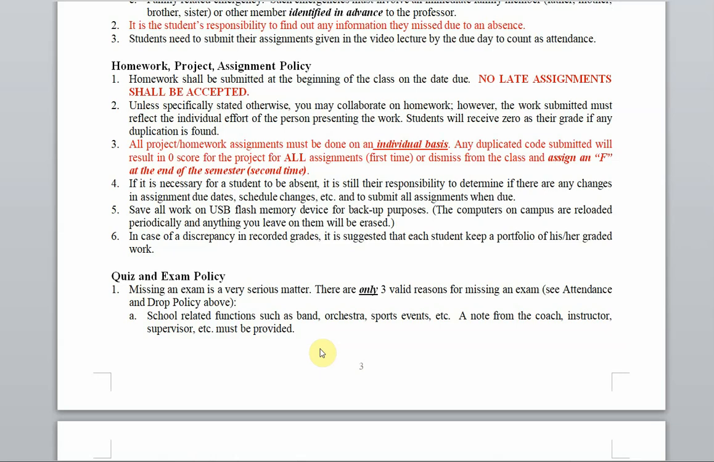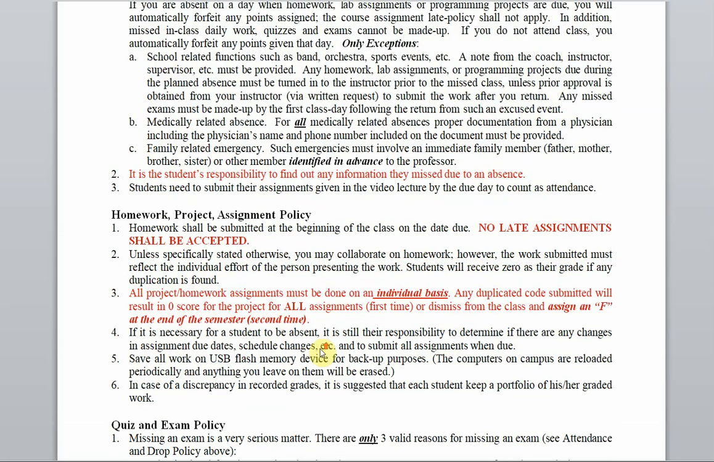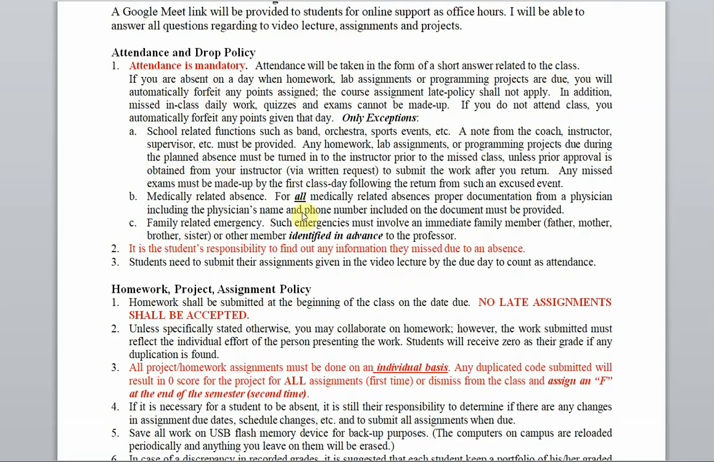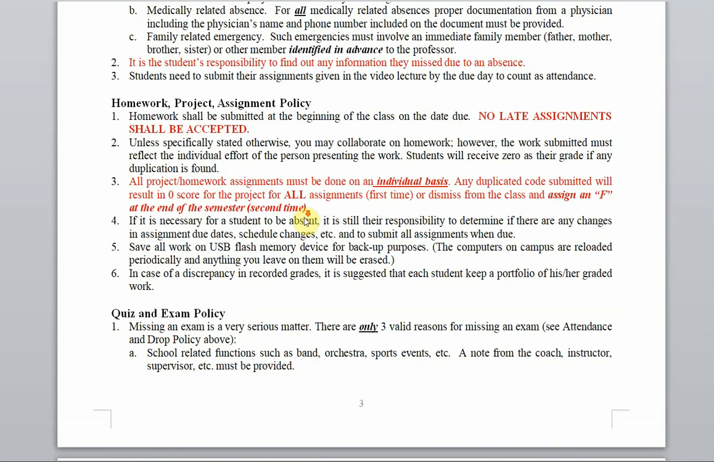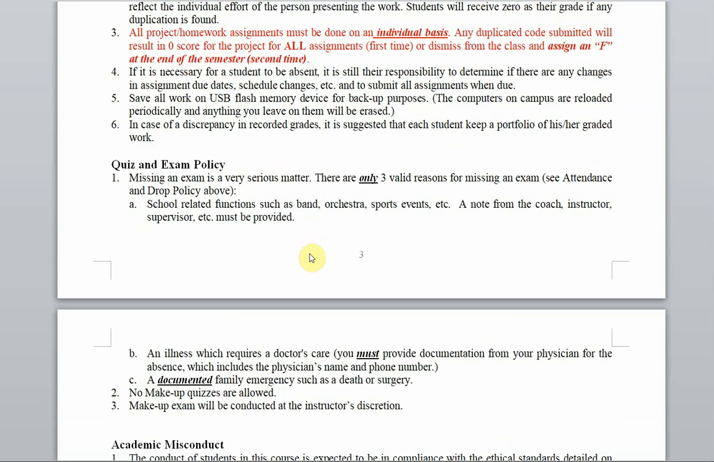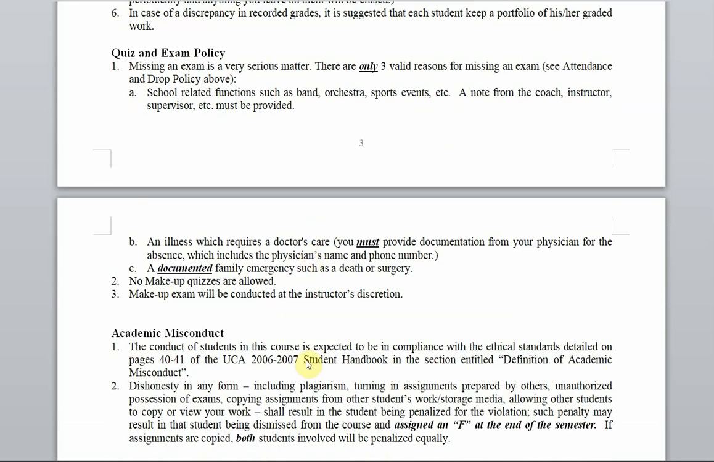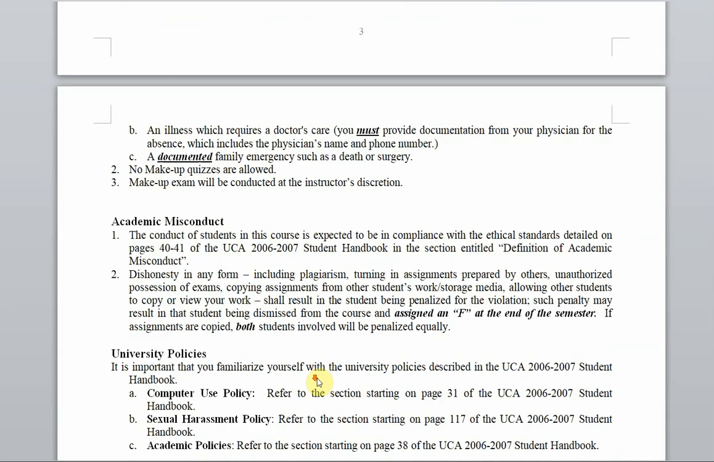Quiz and exam policy. Basically, if you miss the exam, unless there are the major reasons that I have listed over there, I don't want to give you a makeup exam. So make sure you follow the announcement, follow the schedule, try to be on time, and work on the exams that are provided, so that you don't do anything stupid. Please work honestly. This is a very important thing to learn in higher education.